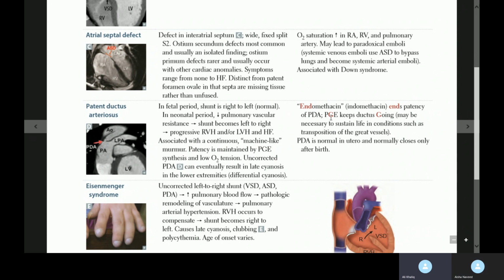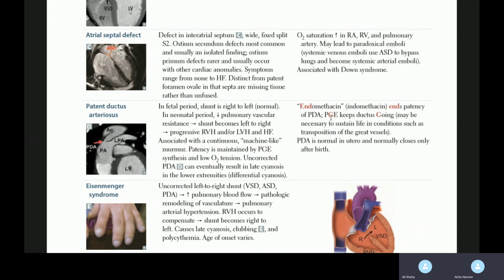The concept is that in a right to left shunt, you need this shunt to remain open, to remain patent. You give prostaglandin. So never, by mistake, answer indomethacin in a right to left shunt. I have seen students marking it wrong. You need to give prostaglandins to keep it open in a patient with right to left shunt. Whereas if there is no right to left shunt and the patient is simply presenting with a machinery murmur, no cyanosis, you can give indomethacin to close this.